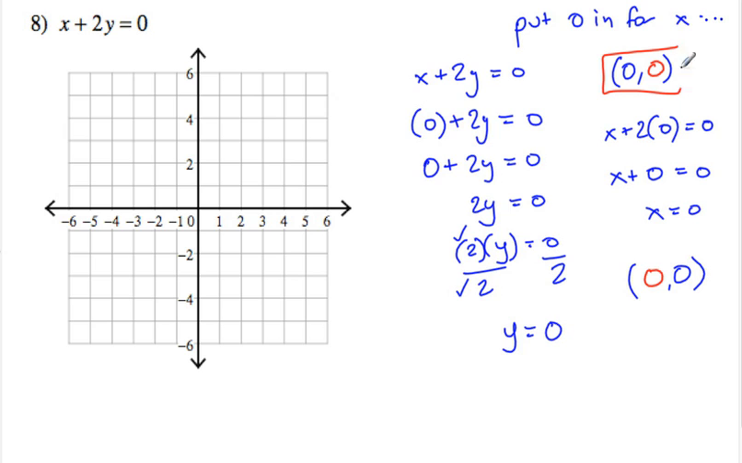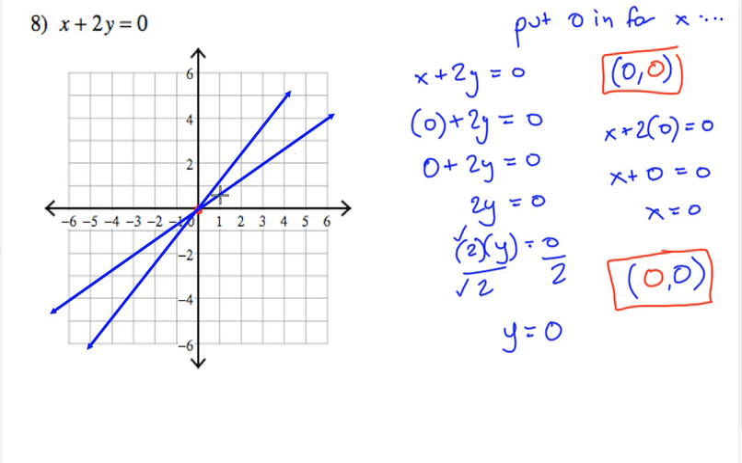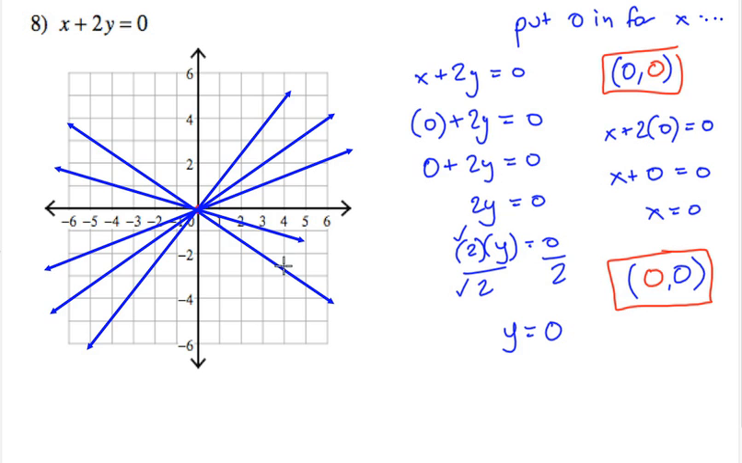So you can see that I get the same point for both. I get the same point for both, and what does that mean? That means that my line passes through the origin. But some of you will understand what I'm about to say. There are an infinite amount of lines that pass through the origin. There's an infinite amount, meaning, well, you know what infinity means.